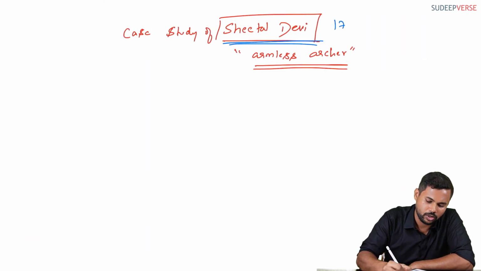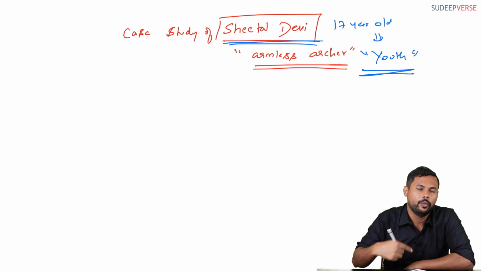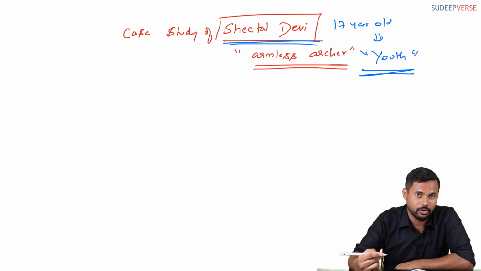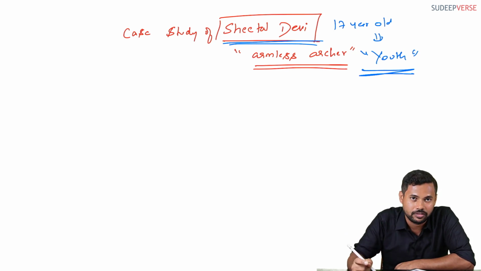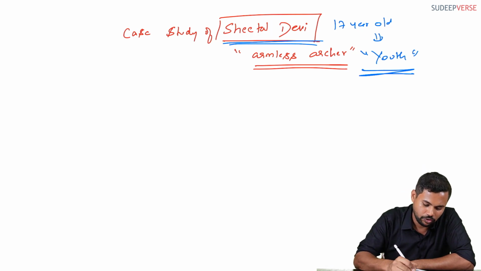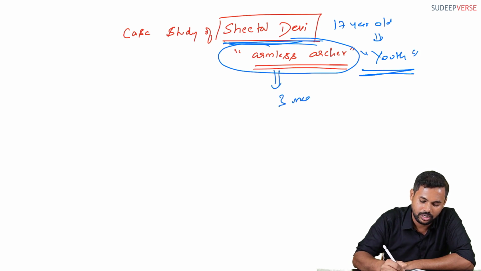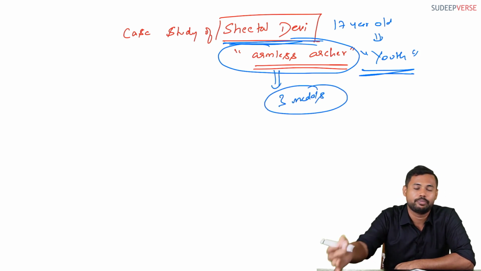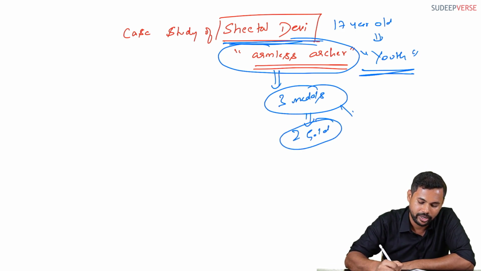She is a 17-year-old who has inspired not only the youth but also the entire population of India. Okay, we constantly keep complaining about things that we don't have, but when we see people who are making much of their life with all the limitations that they have, it shows how important attitude is. The case study of Sheetal Devi, who is an armless archer who won 3 medals in the Asian Para Games of 2023. Out of these were 2 gold medals and 1 silver medal.